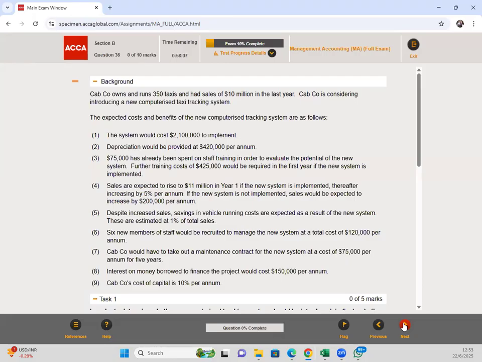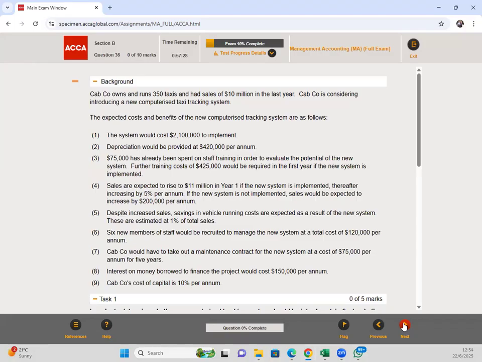Section B. Cape Company owns and runs 350 taxis and had sales of 10 million in the last year. Cape Company is considering introducing a new computerized taxi tracking system. The expected costs and benefits of the new computerized tracking system are as follows. The system would cost 2.1 million to implement. Depreciation would be provided at 4.2 per annum.